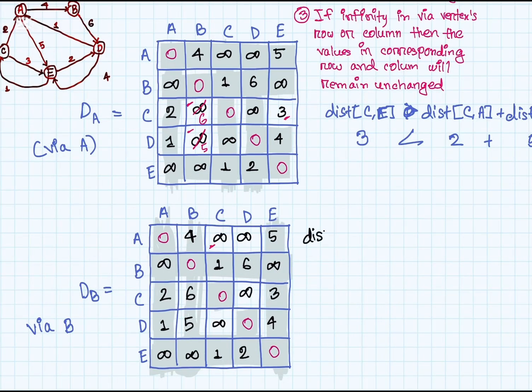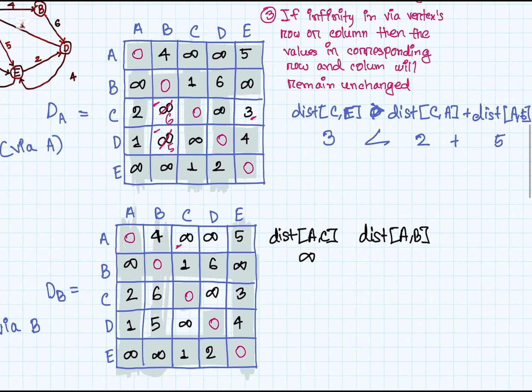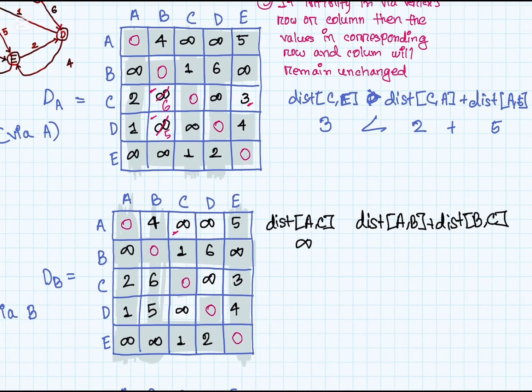So dist of A to C is infinity and dist of A to B, since B is the Y vertex, plus dist of B to C. Dist of A to B is 4 and dist of B to C is 1, which is 5. Infinity is greater than the value 5. So let's update the distance from infinity to 5.